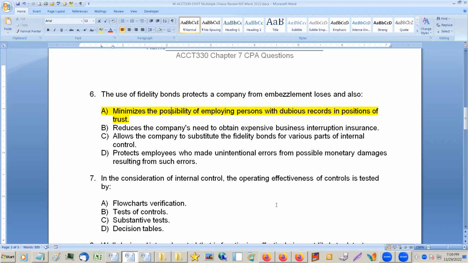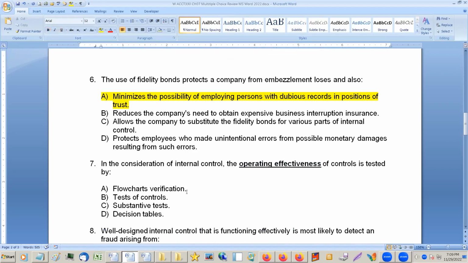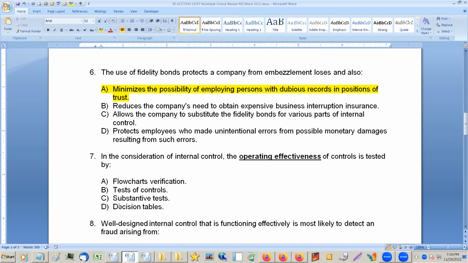In the consideration of internal control, operating effectiveness. So this is not an understanding. This is operating effectiveness. And that is tested by test of controls.